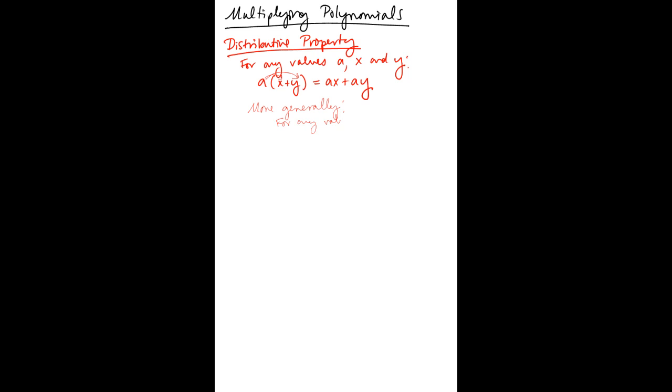for any values a, x1, x2, and so forth, xn, to any number n, a times x1 plus x2 plus x3 and so forth. We add a whole bunch of numbers, or a whole bunch of values, or a whole bunch of variable quantities here. We can still just distribute it to every single piece, no matter how many things we have. So we still just get a x1 plus a x2 plus a x3 plus a xn.